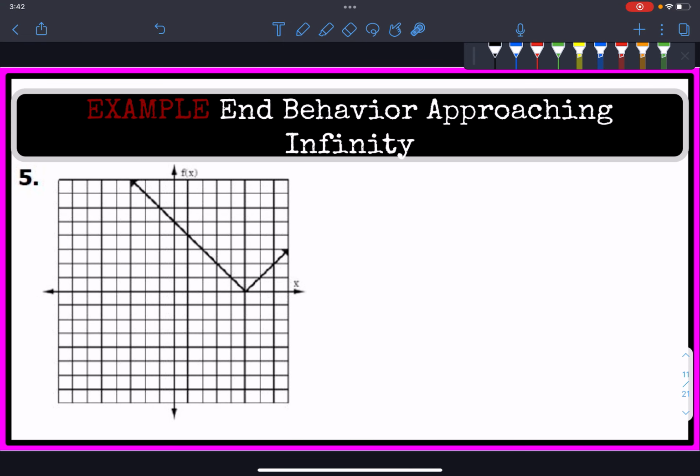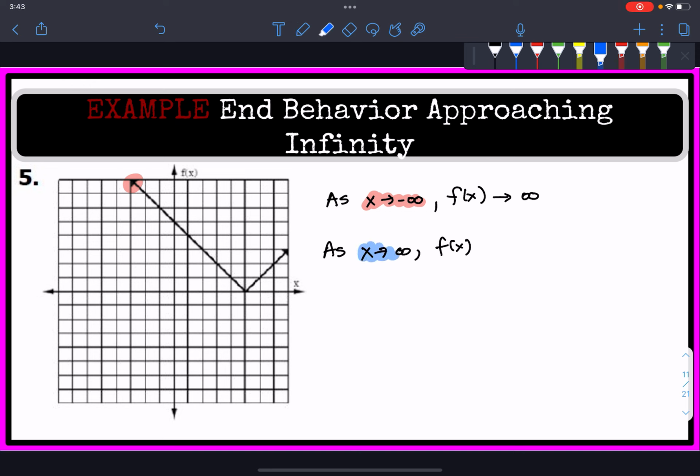So like in this example right here, as x approaches negative infinity, what is the end of the graph doing? So negative infinity, that is on the left side, okay? So we're looking at this left end right there. Well, since it's pointing upwards, that means that the function is approaching positive infinity. As x approaches positive infinity, now let's look at the right. Positive infinity is towards the right. That right end is also pointing upwards, so f of x is approaching positive infinity as well.